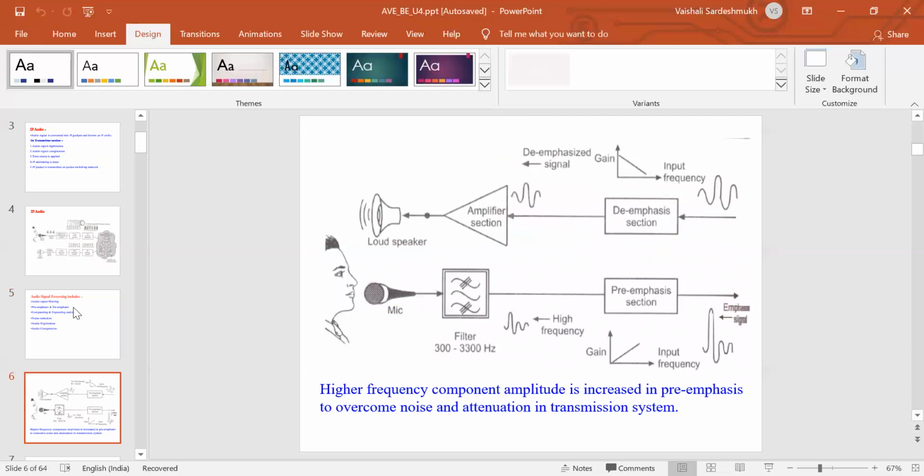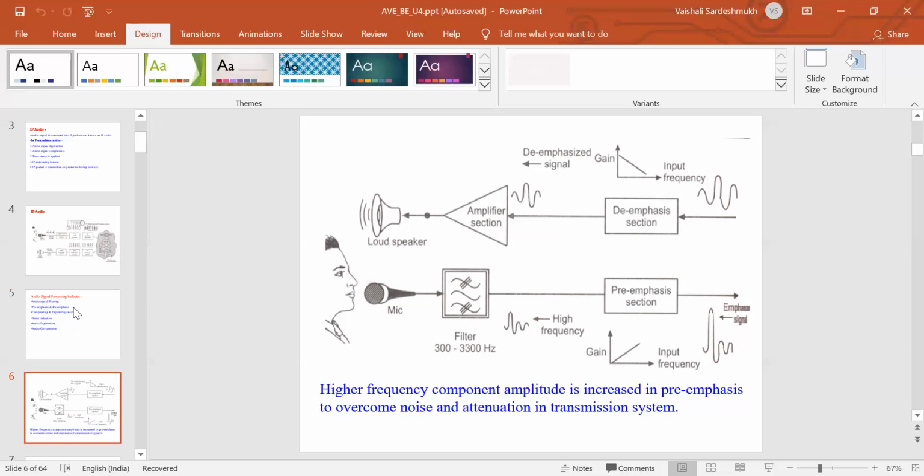Let us try to understand a signal which is converted by the mic and applied to a filter whose cutoff frequency is around 300 to 3300 Hertz, which is exactly the baseband signal frequency band. After passing through the filter, it is given to the pre-emphasis section. Pre-emphasis and de-emphasis is nothing but the lower frequencies are expanded and the higher frequencies are compressed, and vice versa is done in the case of the de-emphasis signal.